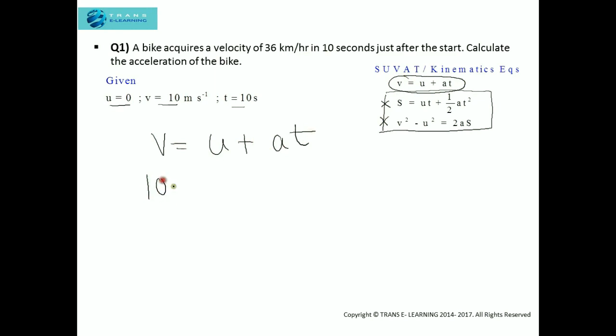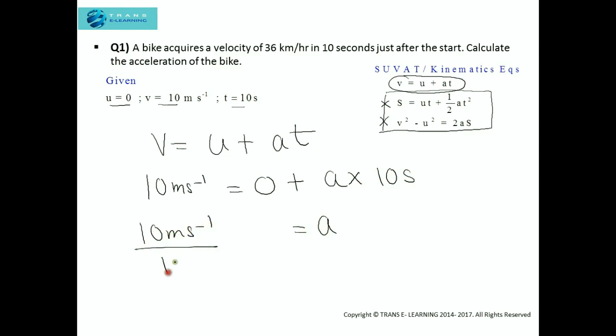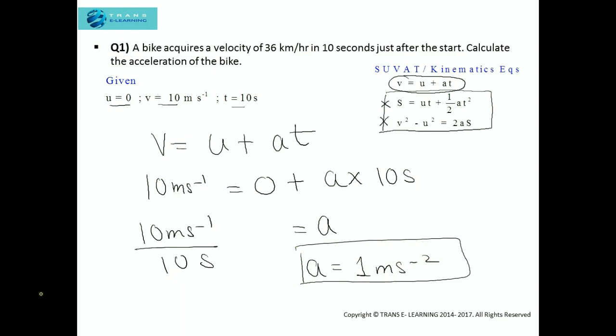v is 10 meter per second, u is 0, acceleration we need to find, and the time is 10 seconds. So acceleration will be 10 meter per second upon 10 seconds. So on solving this, we will get the value as 1 meter per second square. This is the required answer. Part 1 ends here.